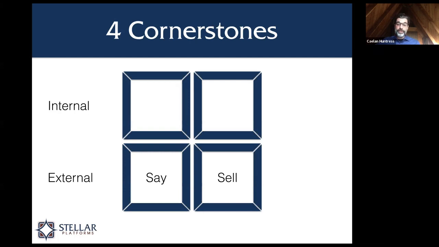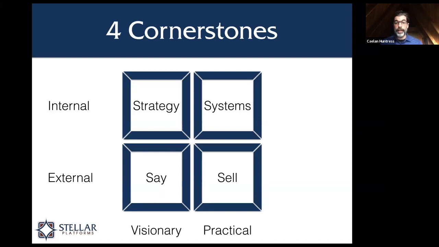But you also have 2 internal cornerstones at the back of your platform. These aren't the ones that people see. When you're sharing your message, people see what you're saying. They see what you're selling. But your strategy and your systems are just as important to supporting your platform. We could call these cornerstones on the left side your visionary cornerstones, and the ones on the right side, your practical cornerstones. And you need all 4.